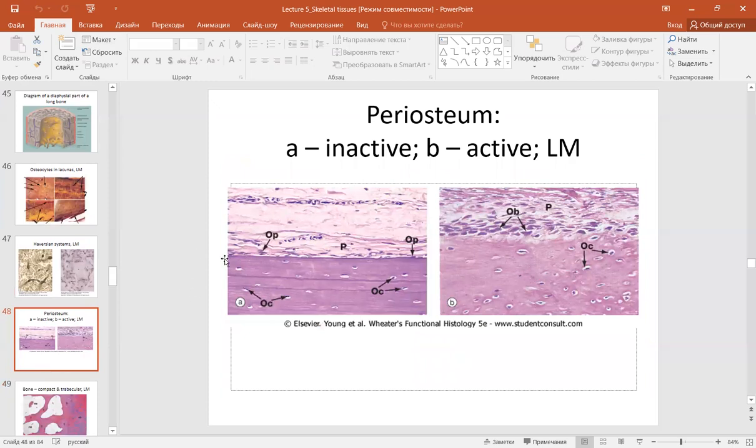Periosteum, osteoprogenitor cells, inactive osteoblasts, osteocytes located in the bony lacuna. Here are active osteoblasts, periosteum, osteocytes, and probably somewhere here are also osteoclasts located in the Howship's lacuna.